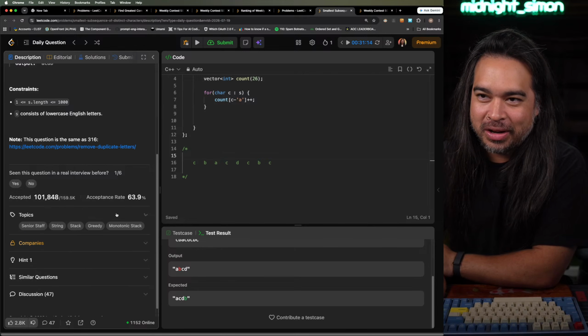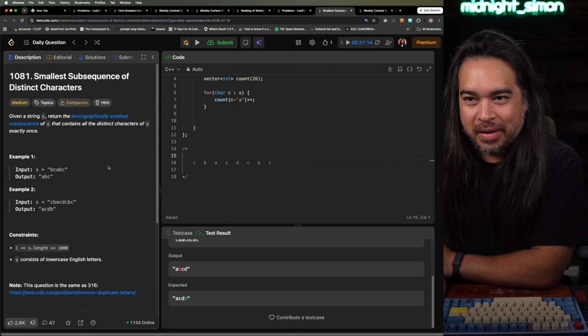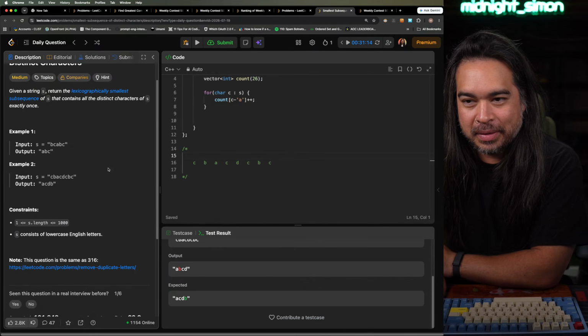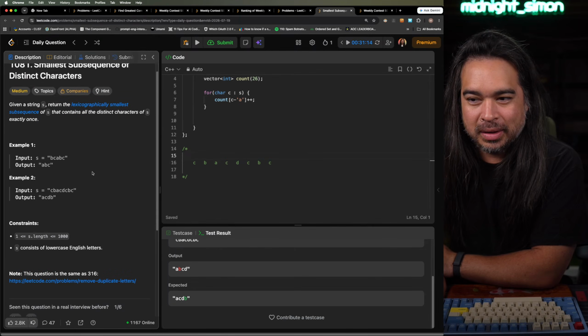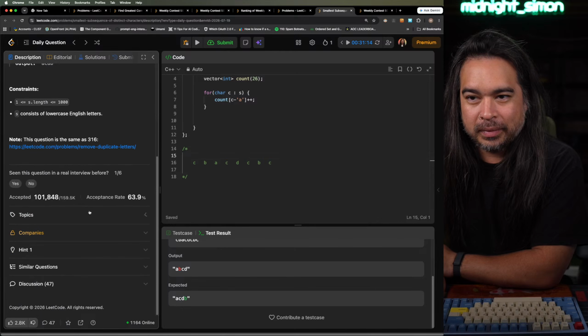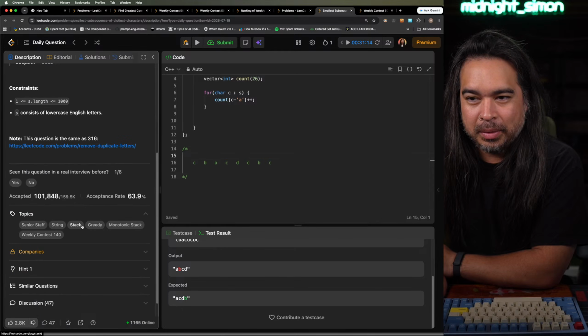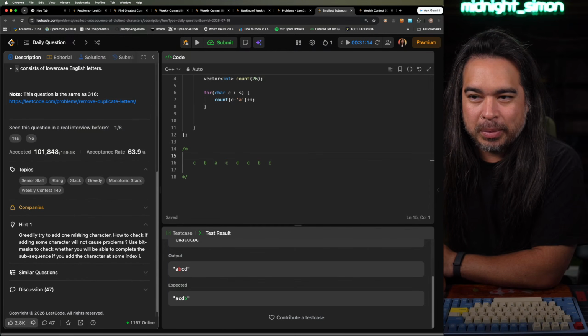Monotonic stack. Huh. Greedy, monotonic. Monotonic stack. How are we gonna know that? Greedily try to add one missing character. How to check if adding some character will not cause problems.